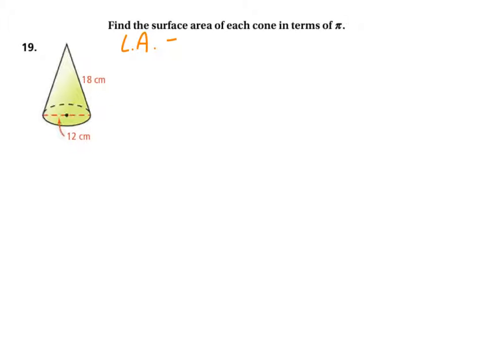pi times the radius times, sorry, I'm just drawing funny for me right now, times the radius times the slant height, okay? And what is the formula for area of a circle, which will be the base of this? We have pi times the radius squared.